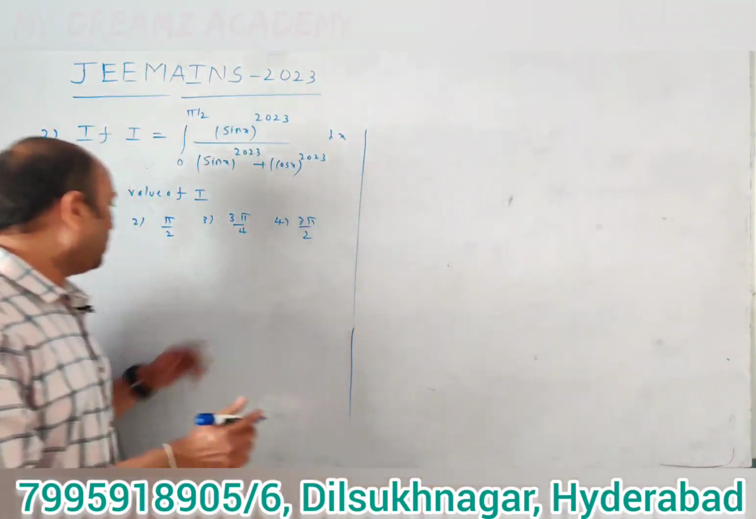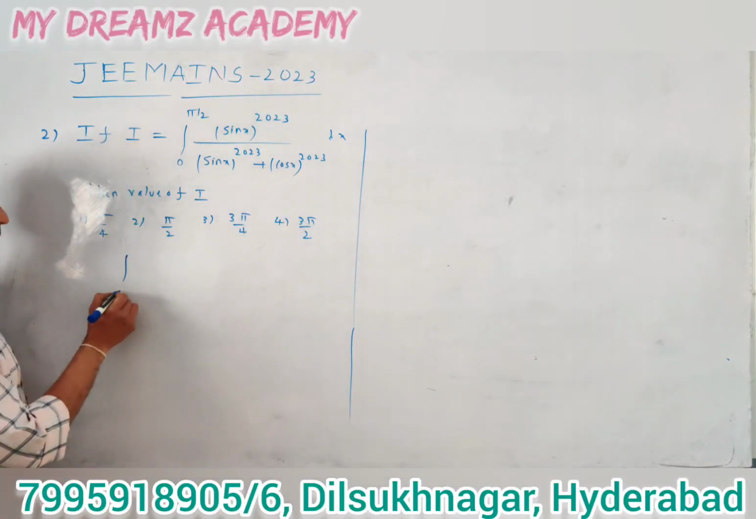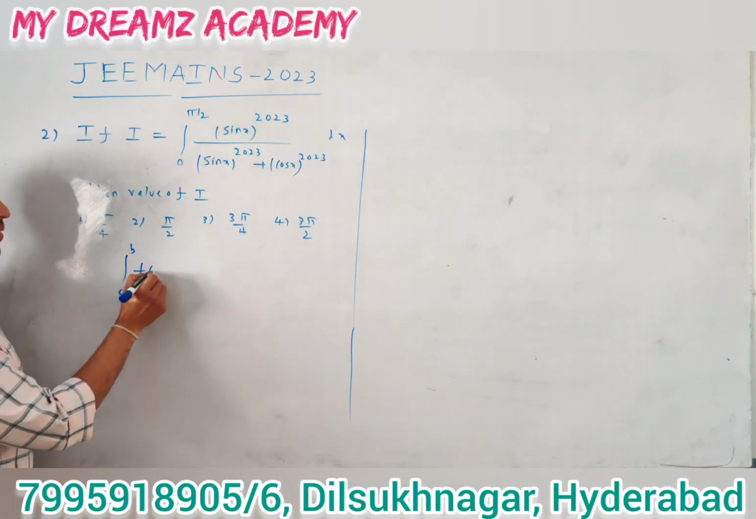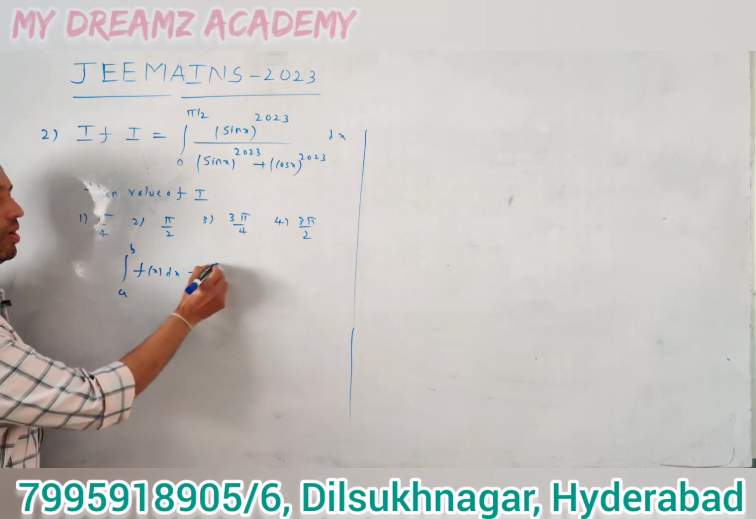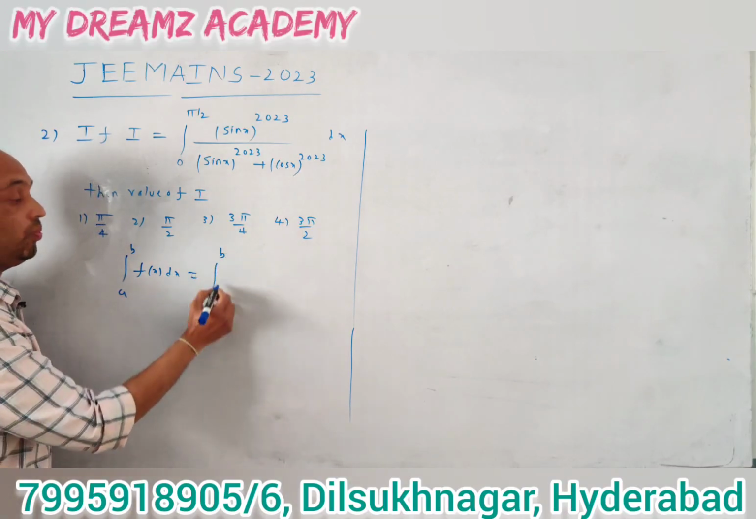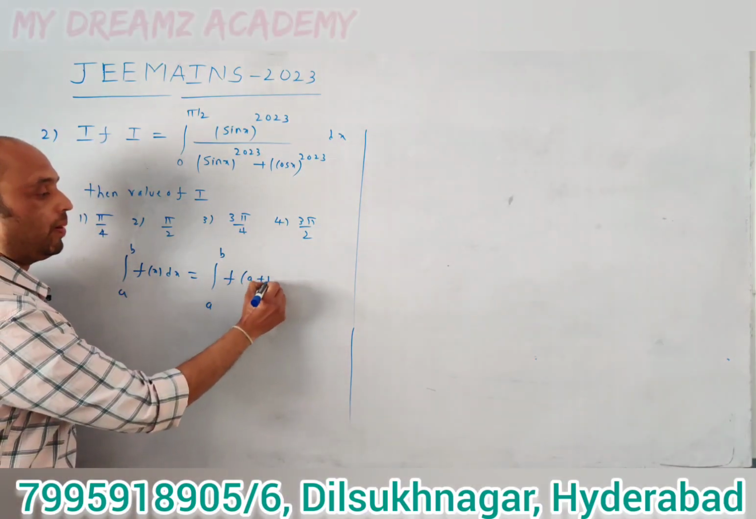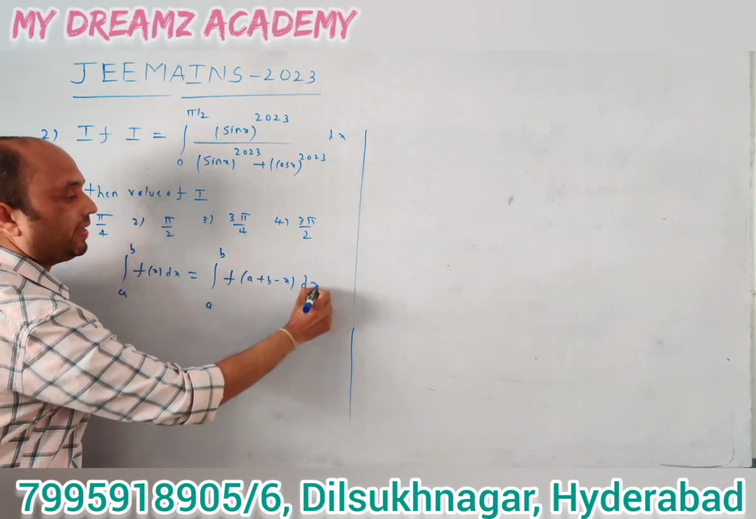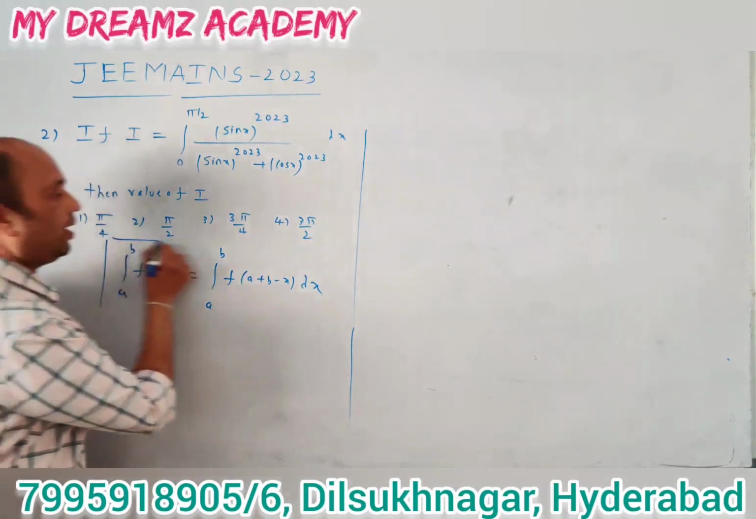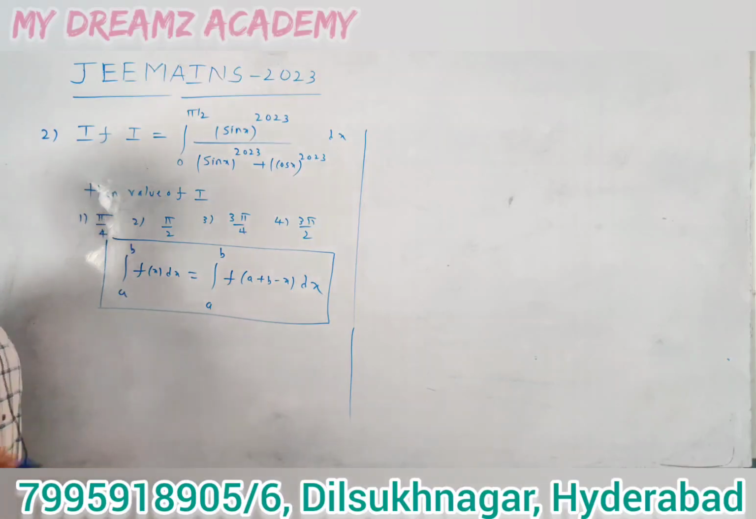So here we already know one formula: the integral from a to b of f of x dx is equal to the integral from a to b of f of (a plus b minus x) dx. By using this formula, we just find the given integration.